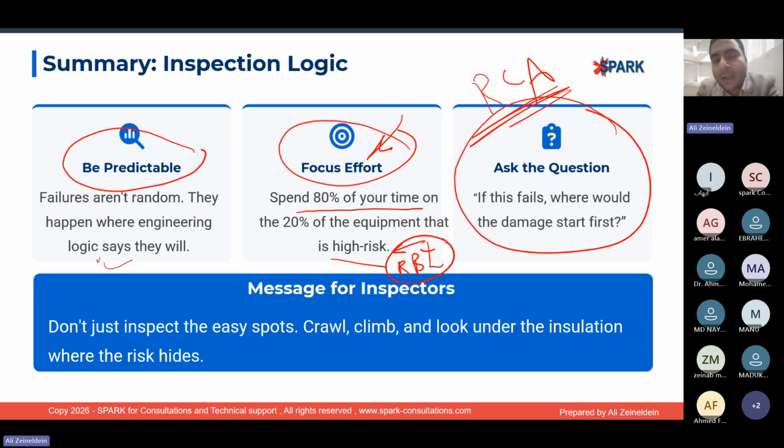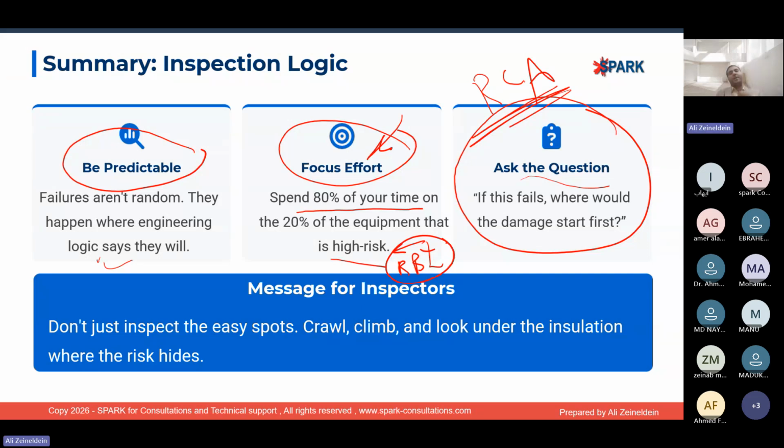The main output of RBI is to get an inspection plan. This inspection plan is based on the risk calculation and risk assessment, and focuses on high-risk equipment rather than low-risk equipment. Finally, in order to get inspection logic, we should apply some investigation and ask some questions to get the main cause or to avoid it in the future.